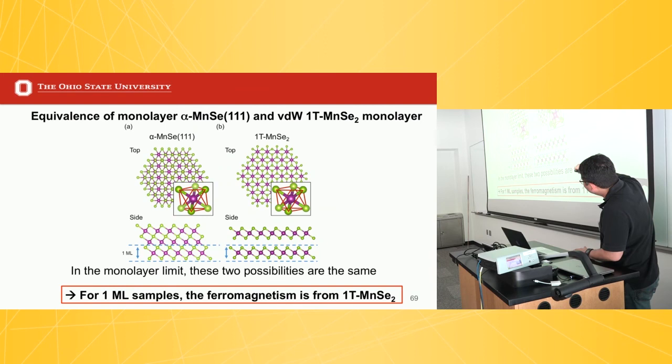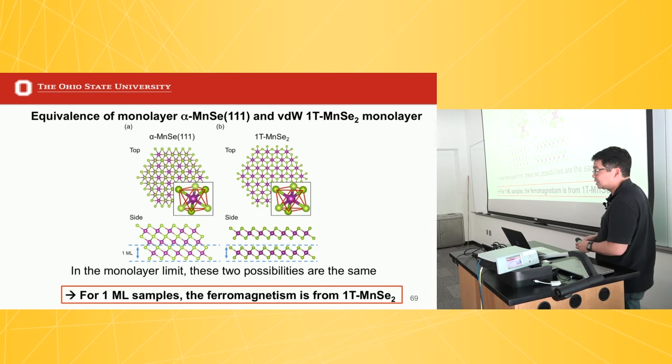But if you're looking at the first monolayer, actually, these two possibilities turn out to be the same, right? I mean, maybe the bond angles are a little bit different because this doesn't require it to be a cubic structure. But for the most part, these two possibilities are the same. So for these one monolayer samples, we believe that this ferromagnetism is really coming from the 1T manganese diselenide phase.